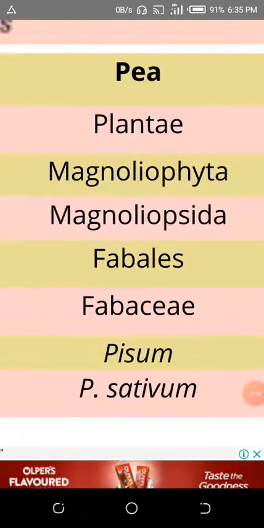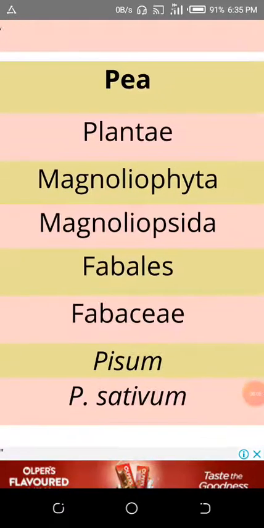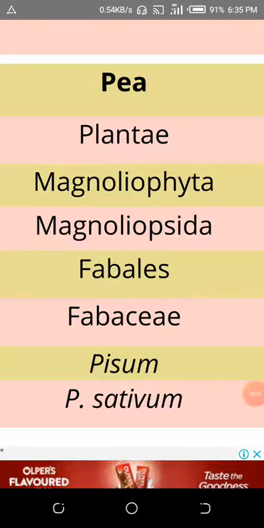If you see, Plantae is the kingdom. This is the first taxon of the pea plant. Then Magnoliophyta. This is the Magnoliophyta, visible? Clearly visible, because I have magnified here. Pea is the common plant name. What is the Pisum sativum? Pisum sativum is also the pea plant. What is the difference between pea plant and Pisum sativum? Pisum sativum is the biological name of the pea plant.